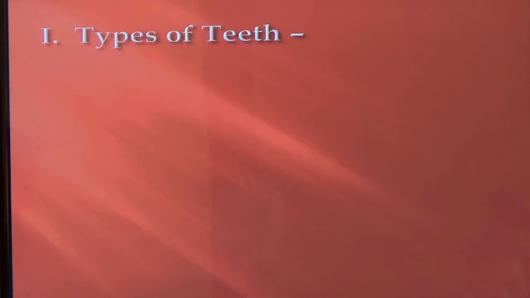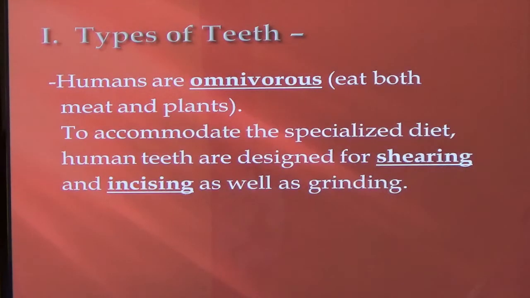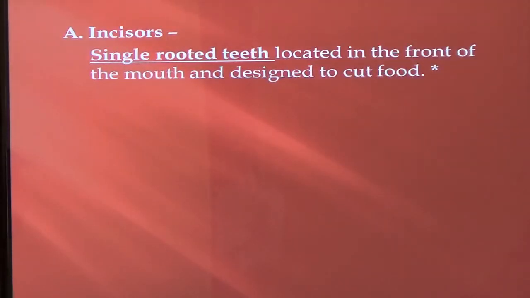So anyway, teeth, there's different types of teeth. As humans, we are omnivores, which means that we eat both meat and plants. Most of us, some of us don't. But to accommodate this diet, we have different teeth that are specific for certain types of food. Some you cut, some you grind, some you shear. The different teeth are shaped differently to do this job in order that you can break down the food and start getting the nutrients out.